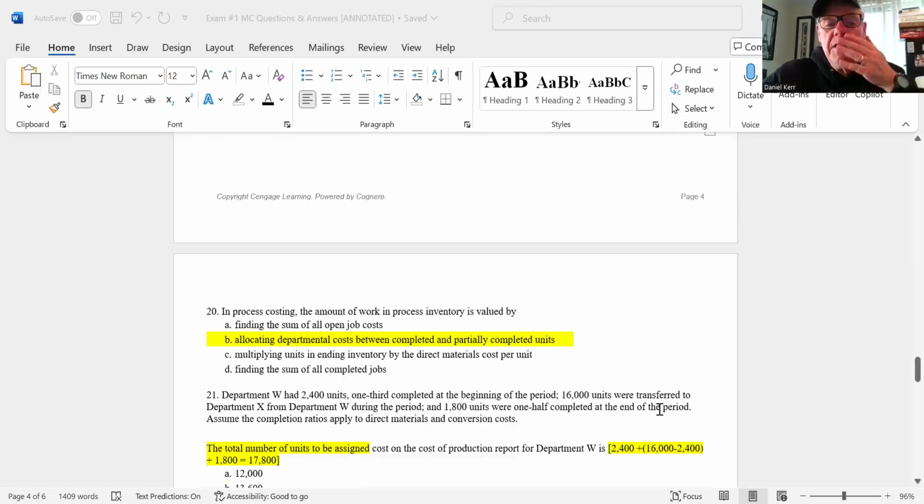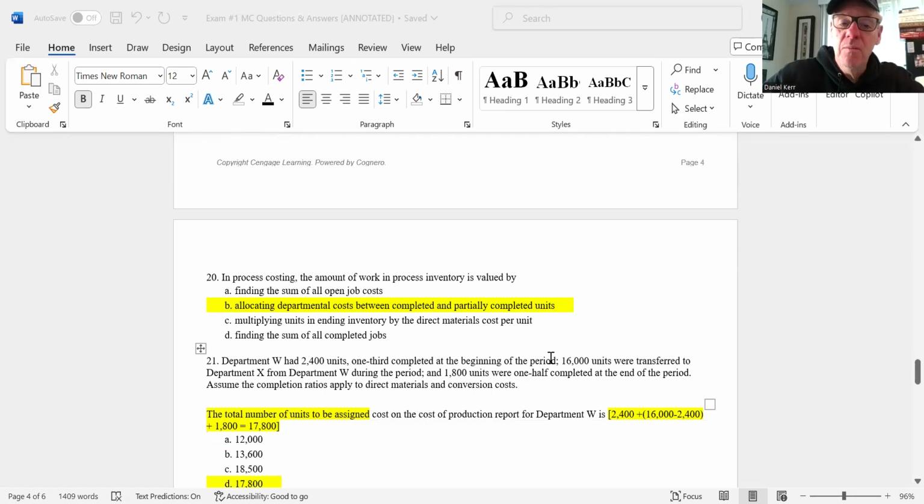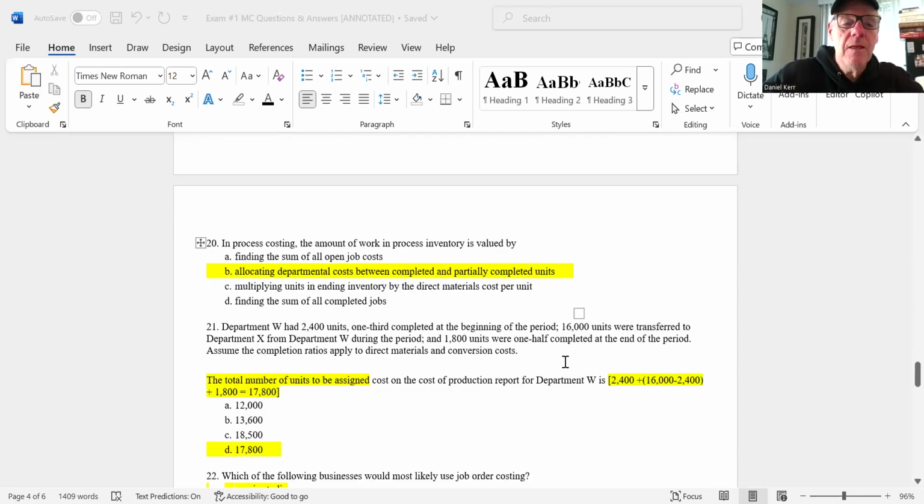In process costing, the amount of work in process inventory is valued by allocating departmental cost between completed and partially completed units. So the answer there is B. Other ones are just not correct. So we're focusing here on process costing. The amount of work in process inventory is valued by allocating department costs between completed and partially completed. So the answer there is B.